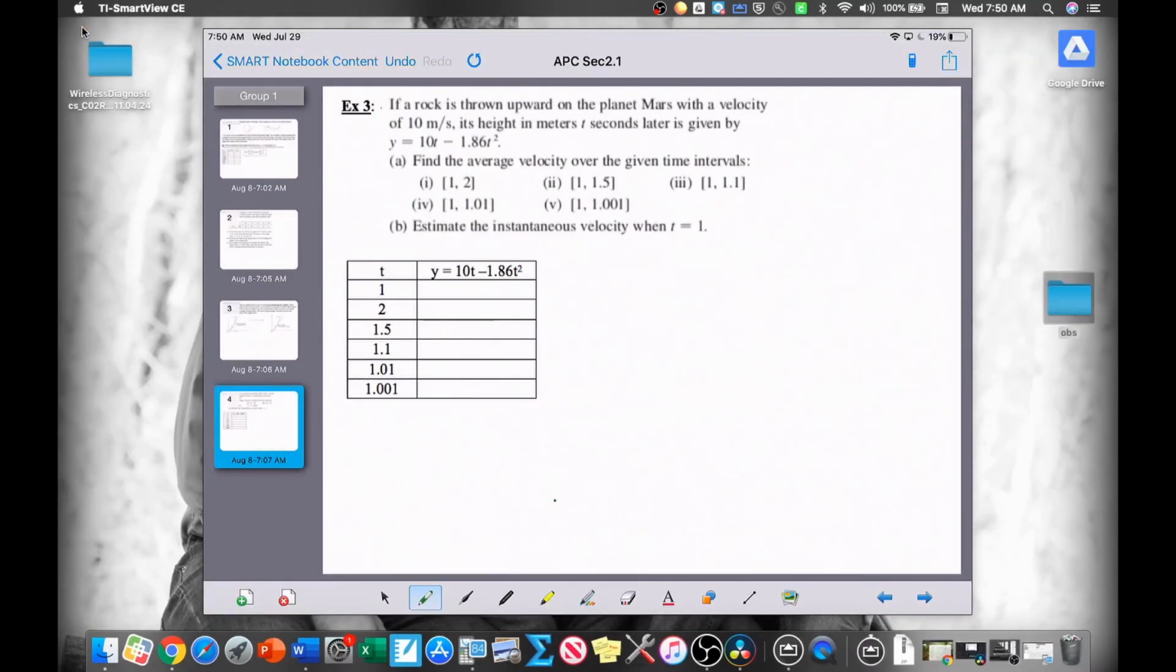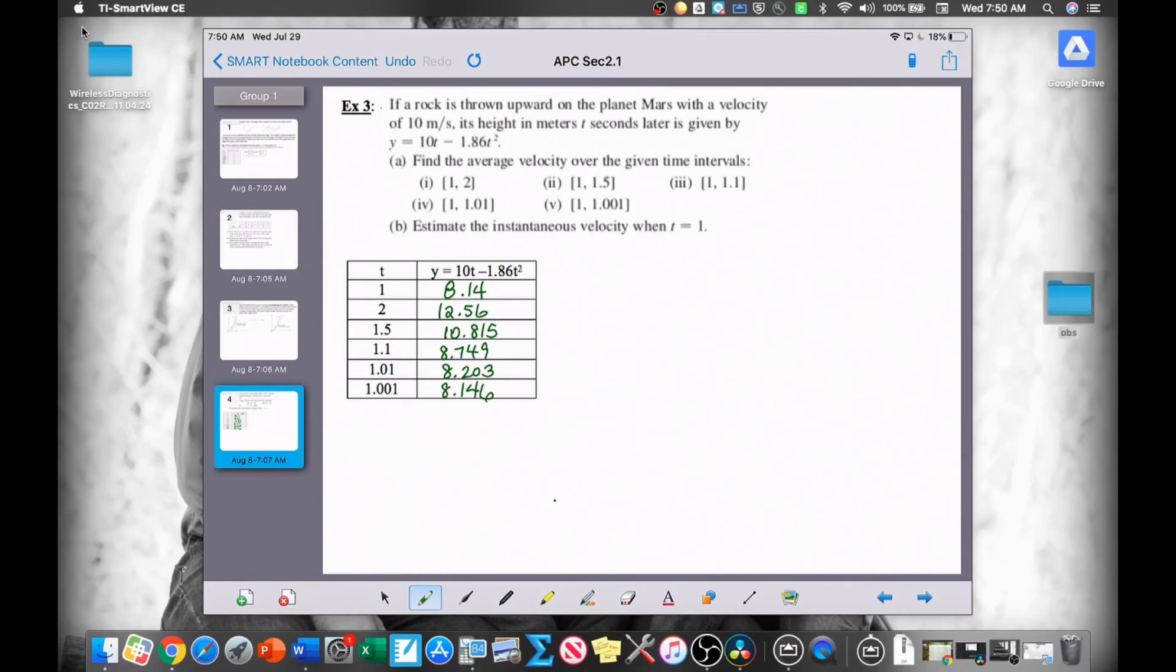So we get 8.14, 12.56, 10.815, 8.749, 8.203, and 8.146.